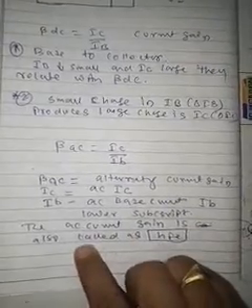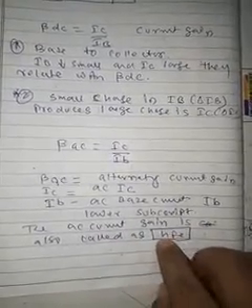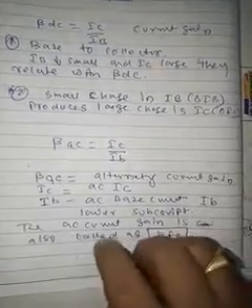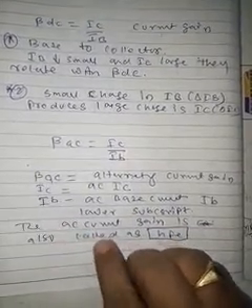Okay, and the current gain is also called HFE. The other name for this current gain is HFE. So that is a current amplification circuit and the explanation.